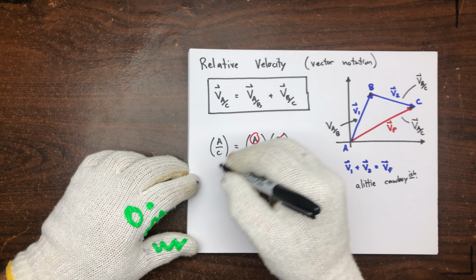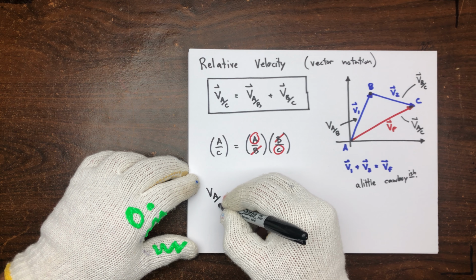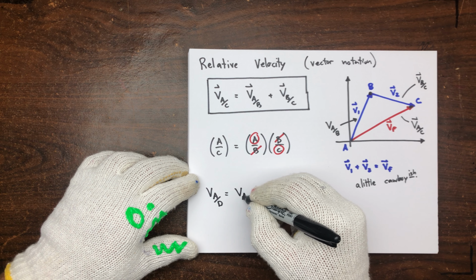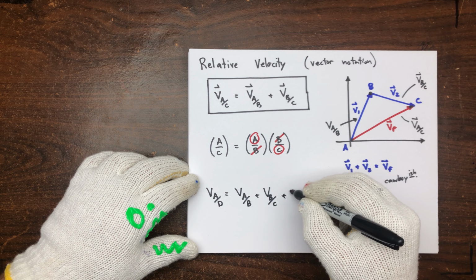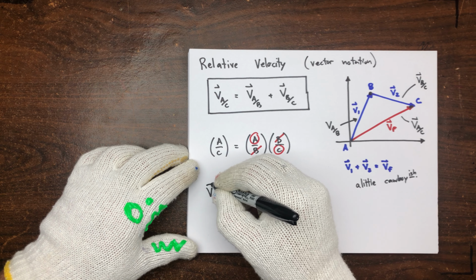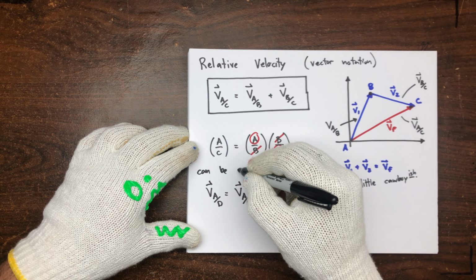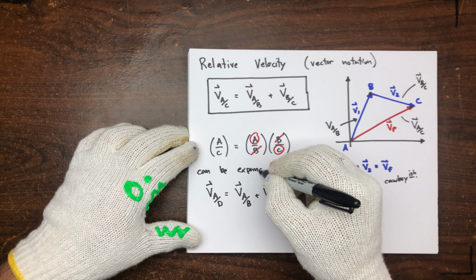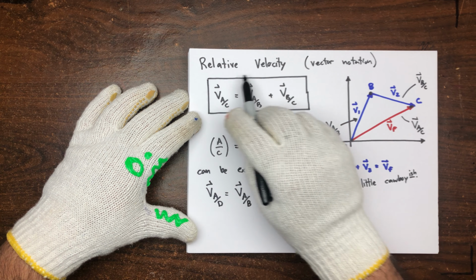You can expand these types of concepts. So you can have vector of A to D is equal to vector of A to B plus vector of B to C plus vector of C to D. Okay, and these can all mean different things. And it can usually be expanded. And it's usually used in relative velocity.